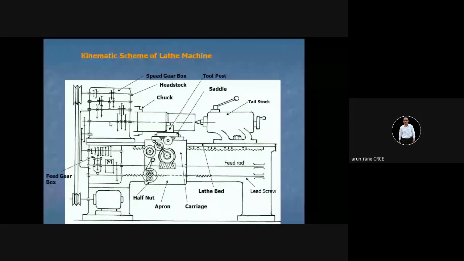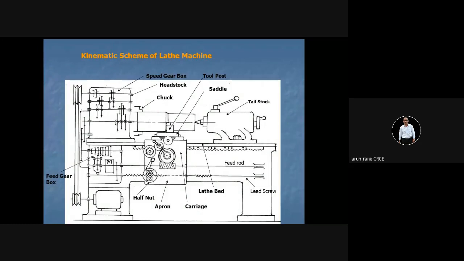This cross means the gear is fixed permanently to the shaft, so that once this gear starts rotating, this shaft will also rotate. If this gear is free, it means that this gear will not drive the shaft, and it will disconnect the drive.